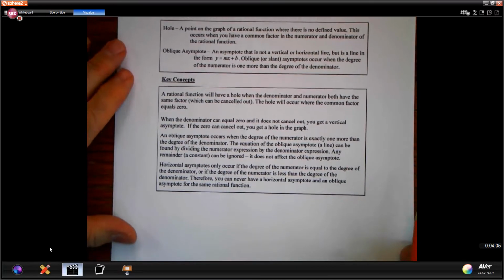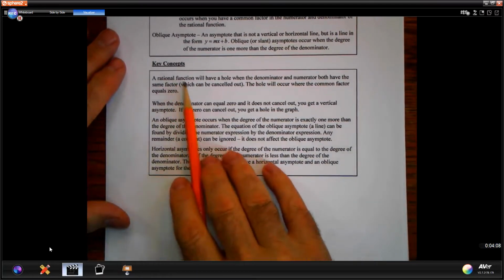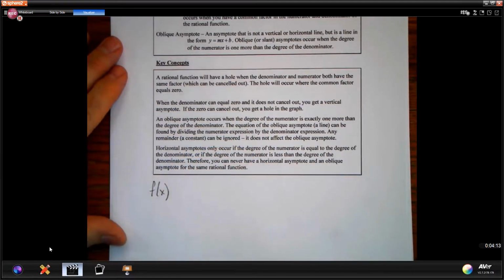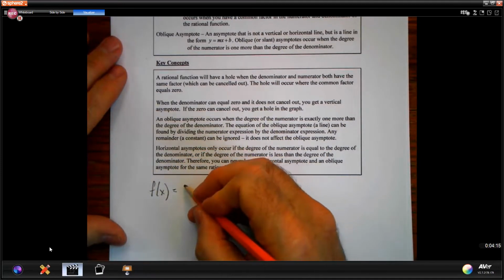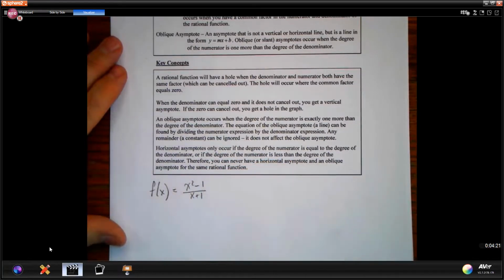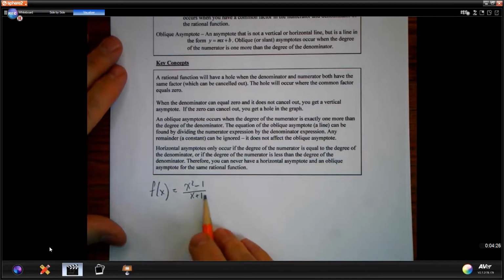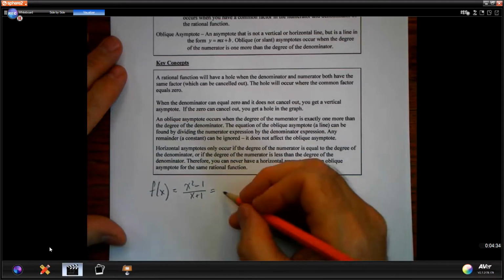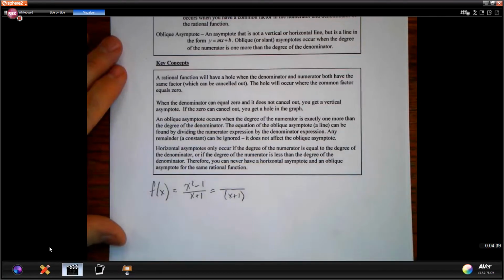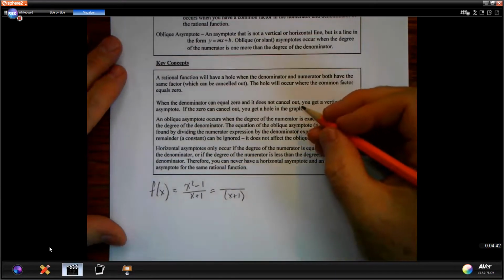Now let's look more at the situation with the hole. I'll give you an example of a function that has a hole. f of x equals x squared minus 1 over x plus 1. One thing that we're gradually learning over time with rational functions is that we always want to factor the denominator if we can, but also the numerator. The denominator is just x plus 1. I'm going to put brackets around it just to emphasize that it's a factor as well as an expression.